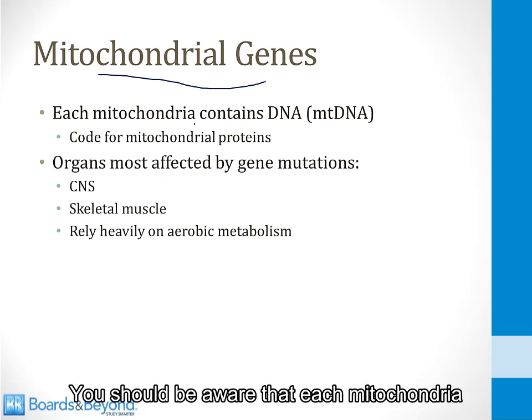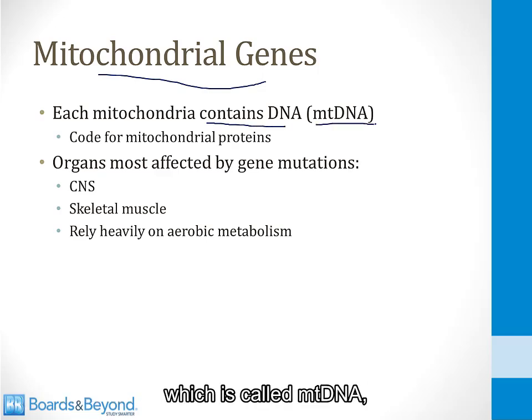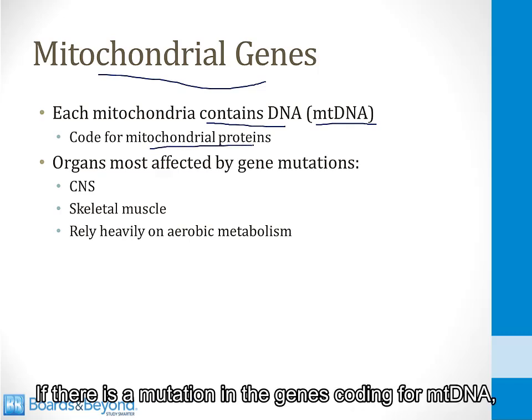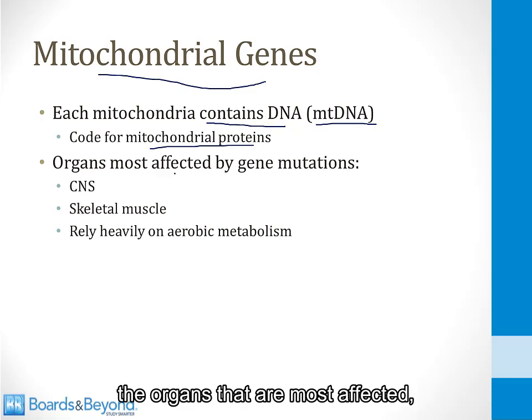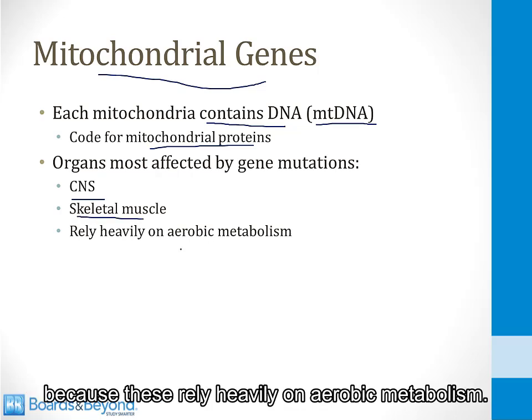You should be aware that each mitochondria found in our body contains some of its own DNA, which is called mtDNA, and this codes for mitochondrial proteins. If there is a mutation in the genes coding for mtDNA, the organs that are most affected will be the central nervous system and skeletal muscle because these rely heavily on aerobic metabolism.